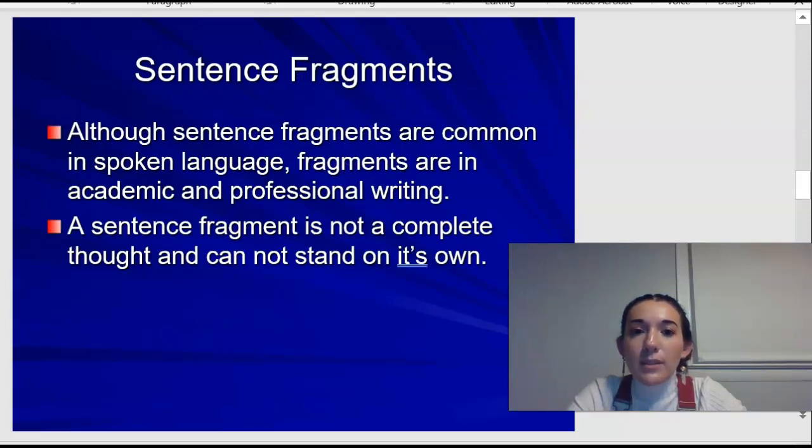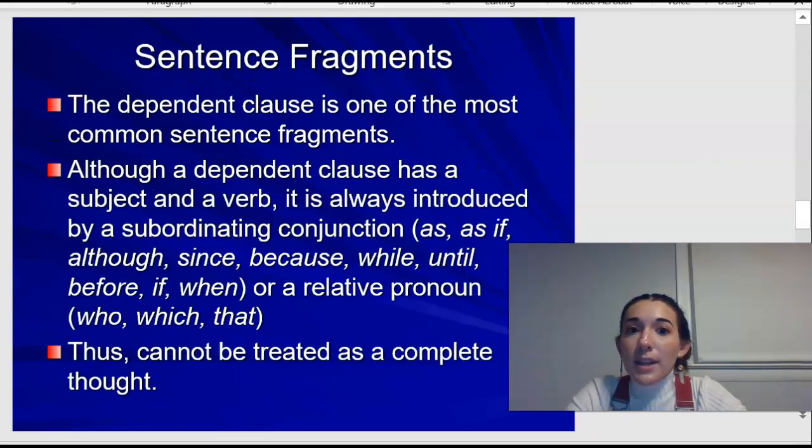So once again, sentence fragments are common in spoken language, but they are not acceptable for academic and professional writing, such as what we do in class. A sentence fragment is not a complete thought, and therefore it can't stand on its own. So a lot of times we would compare this to a dependent clause, which we've already gone over. It's one of the most common forms of fragments.